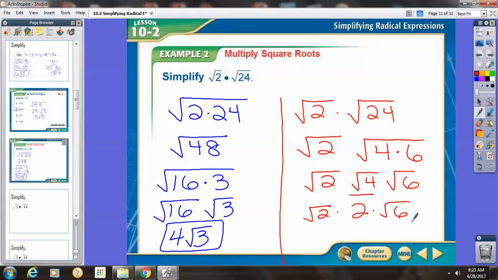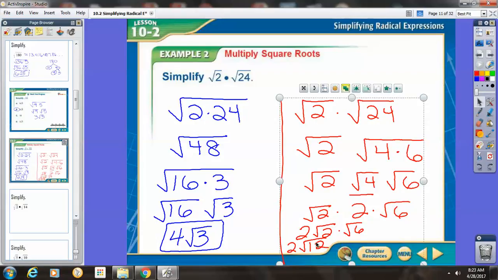Now, multiplication is commutative, so I could rewrite this as 2 square root of 2 times the square root of 6, right? Which is 2 square root of 12. Is that the answer I got over here on the left side? No. I'm almost there, but not quite. What can 12 be broken down into? Well, I can't use 6 and 2 because 6 isn't a perfect square, neither is 2. 4 and 3.